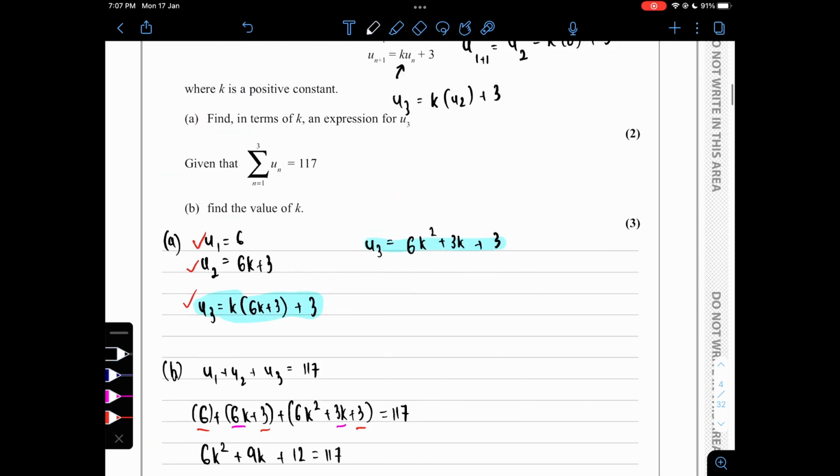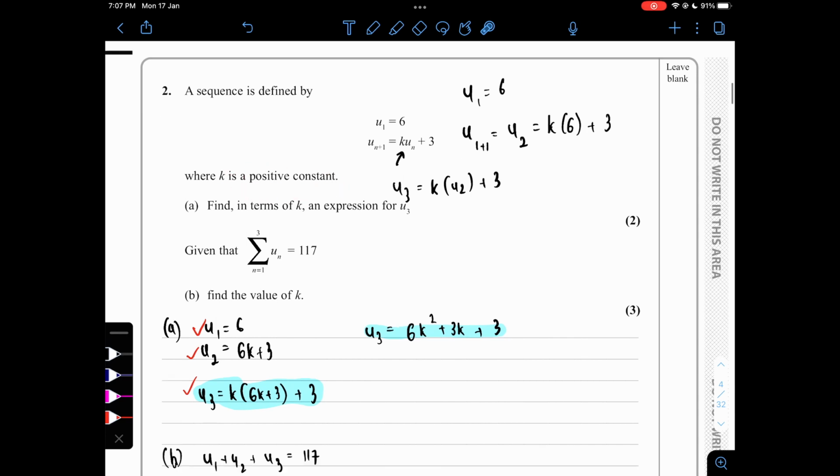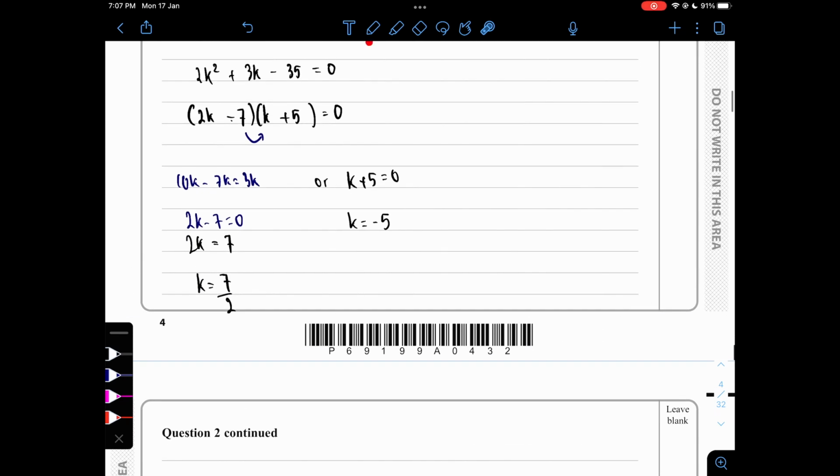Let's go back. They tell you in the beginning here, k is a positive constant. So that's the key information here. So we conclude k equals 7 over 2, since k is a positive constant. So that is the answer. So here we go. That's the answer.